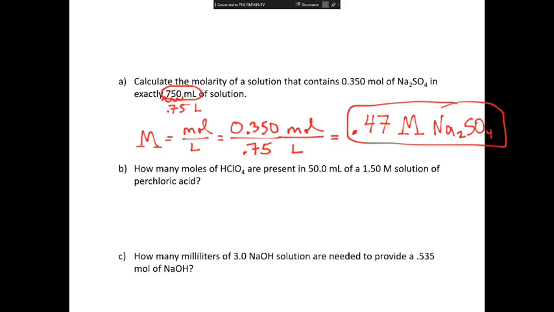Next one we can do, we're going to find how many moles of HClO4, well, that's our perchloric acid, strong acid, are present in 50 milliliters of a 1.5 molar solution of perchloric acid. All right, as soon as I see milliliters, what am I going to do? Convert it to liters, you got it. Divide by 1,000 or just move the decimal 3 places to the left. So that's 0.0500, now it's liters. All right, and we've got a molarity. So this time we're looking for moles, which is a very useful thing to do with that molarity equation. So I just always have in my head that it's moles equals molarity times liters.